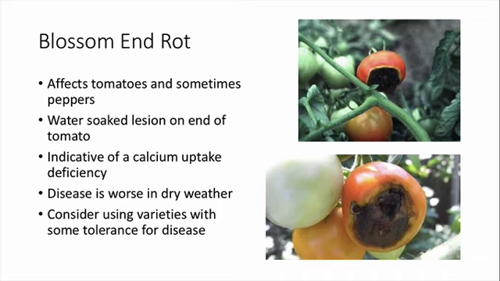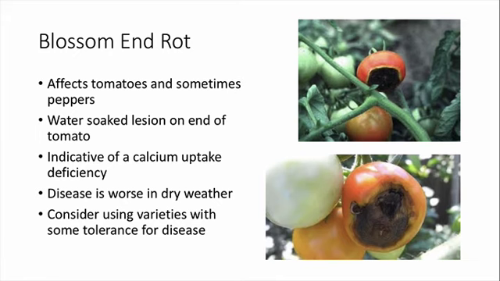Blossom end rot. Blossom end rot is a tomato disease, and sometimes pepper, where you get a lesion, a kind of mushy black lesion on one side of the tomato, on the end of the tomato. And this is actually a calcium uptake deficiency.